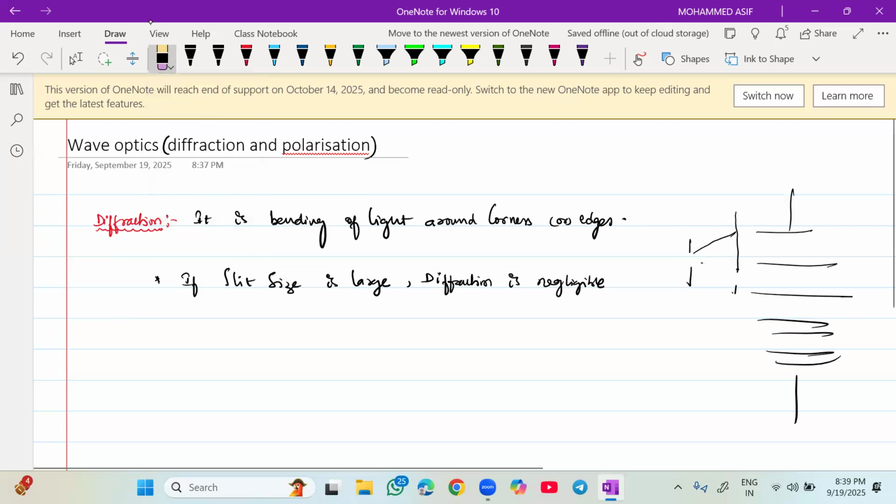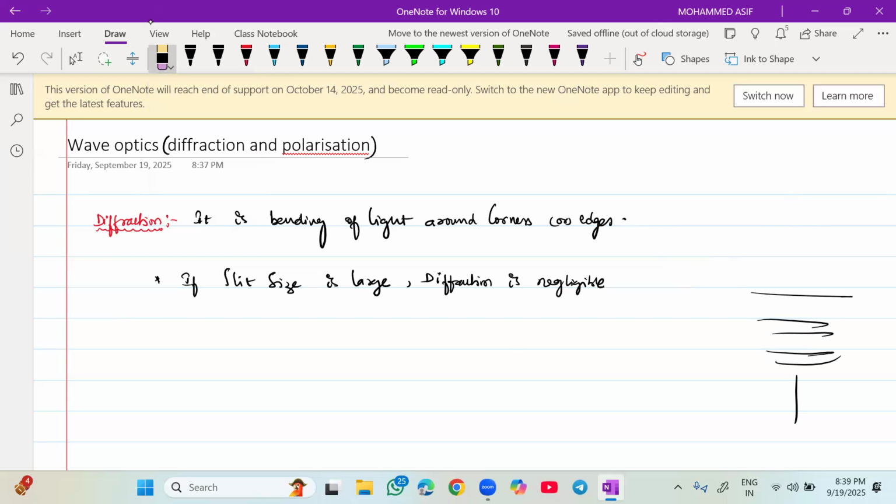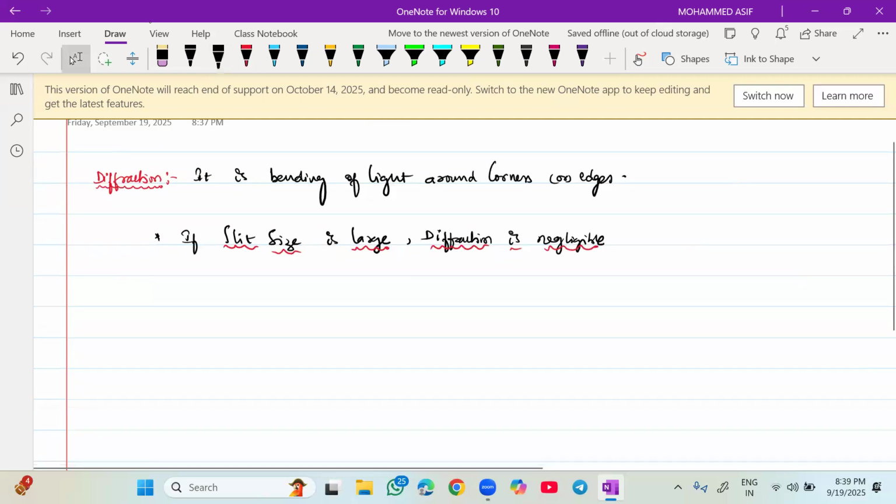So for diffraction to happen, what should be the condition? The slit must be very, very narrow or very, very small. Otherwise, diffraction can't be seen. So diffraction is negligible when the slit size is very large. The bending of the light is known as what? Diffraction.